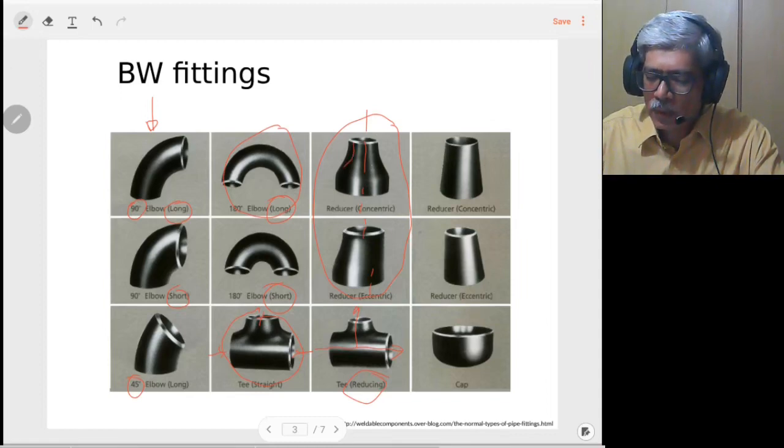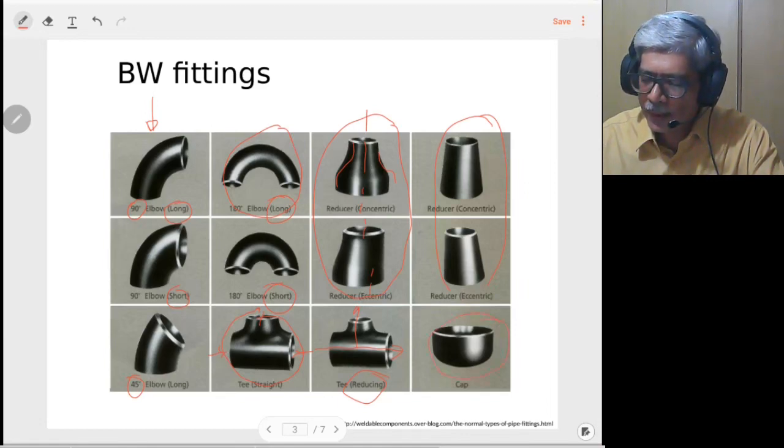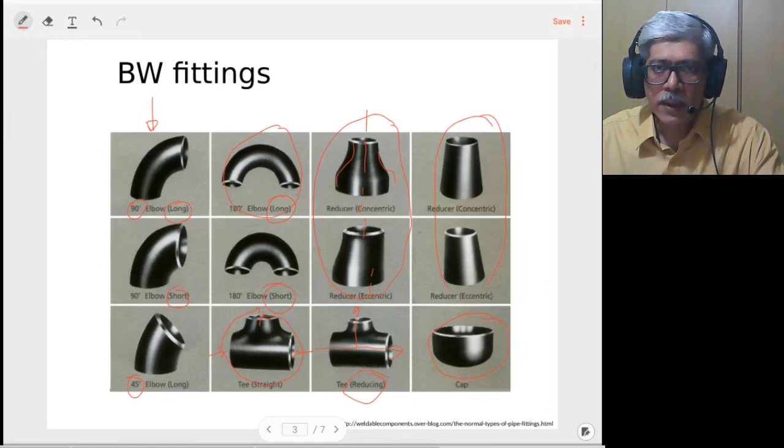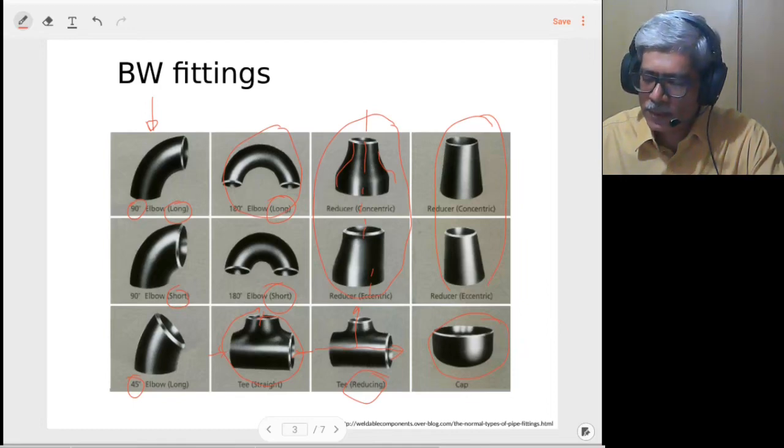The reducers can have a profile which is more streamlined as in the previous cases, or they could be straight as in the right hand side. And then we have the end caps or the end covers which are used for blocking or blanking a particular pipeline. So these are in general the different butt welded type of fittings. The same fittings will be available in the socket weld, which we'll see next.